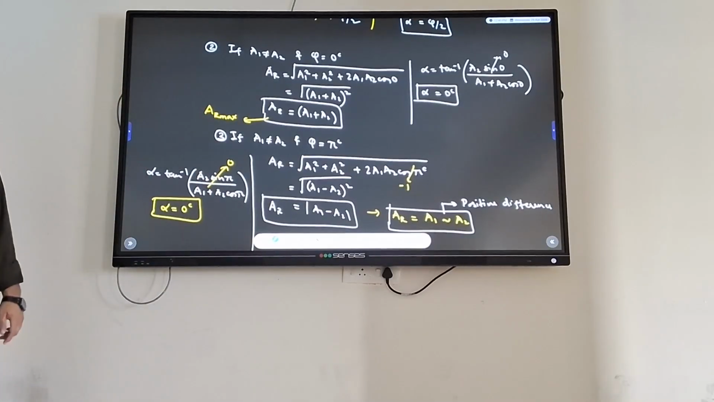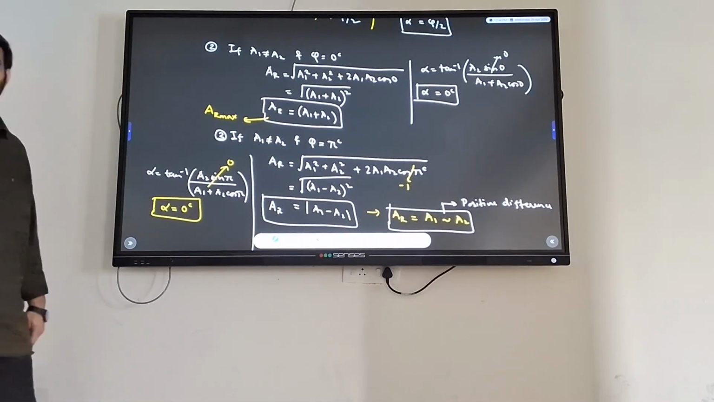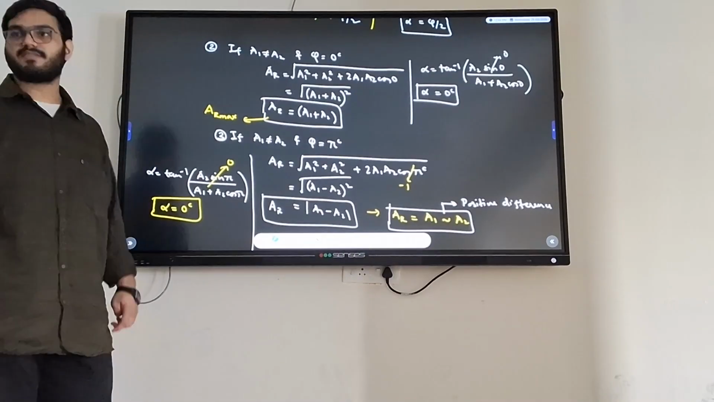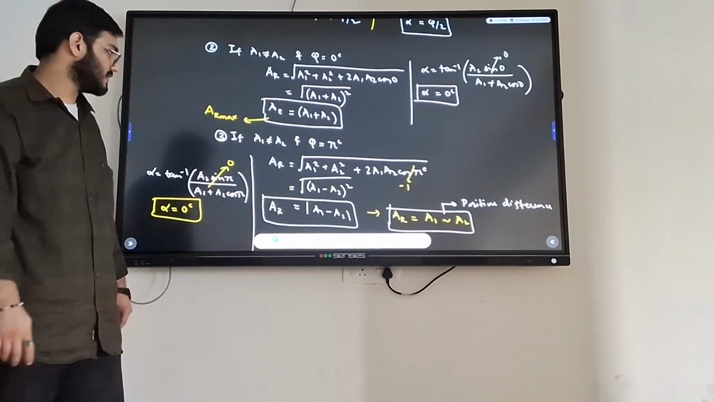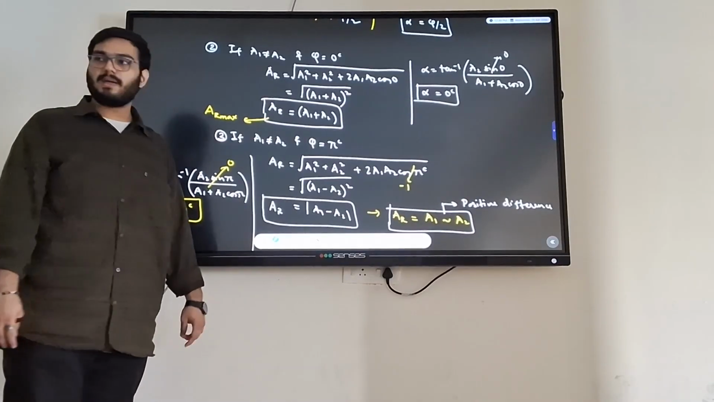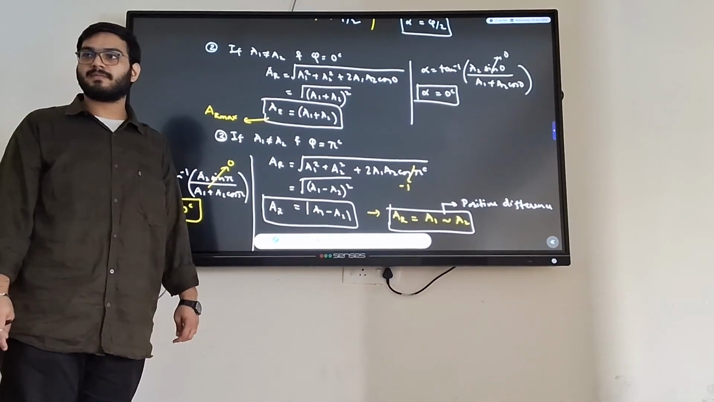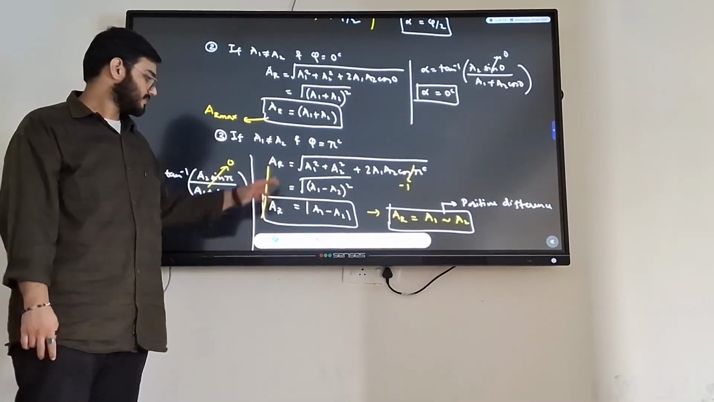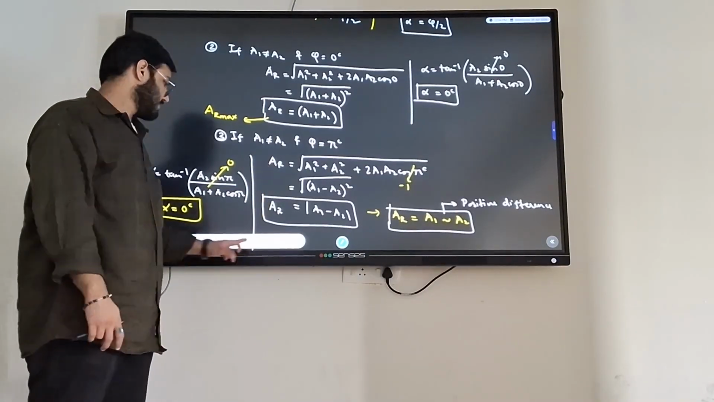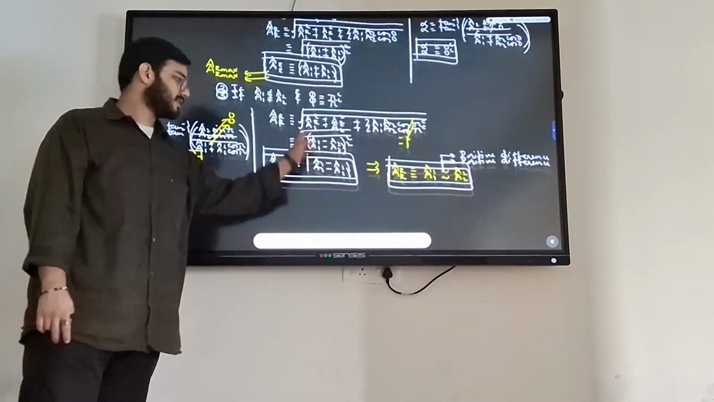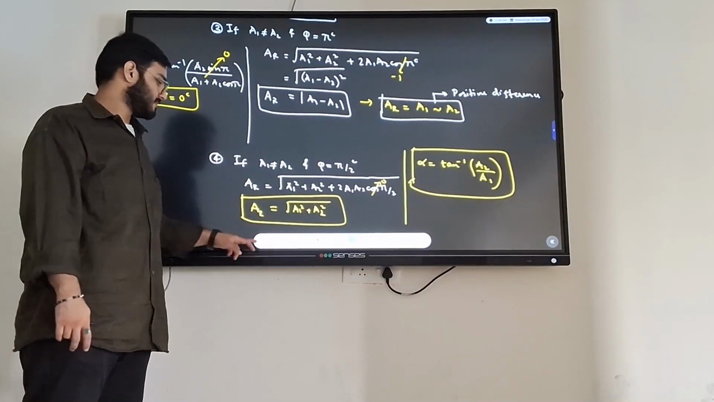A1 plus A2 is greater than the square root of A1 square plus A2 square. You know this. You can check by numbers if it is not right. What about A min? Where will the A min be? In what case will you find A min?